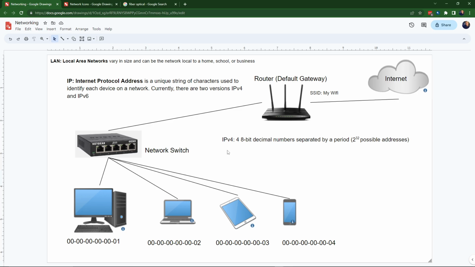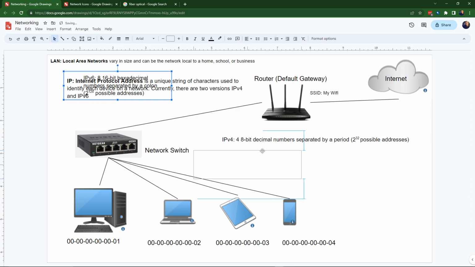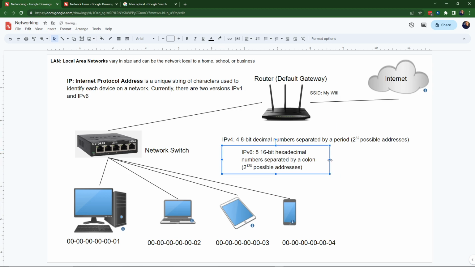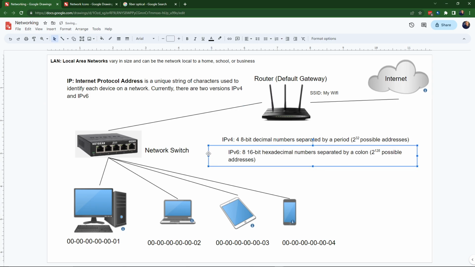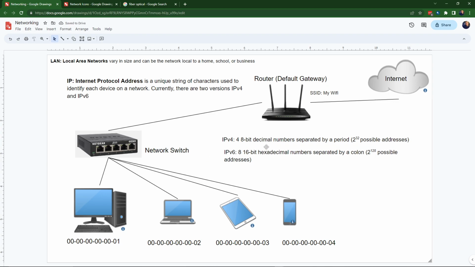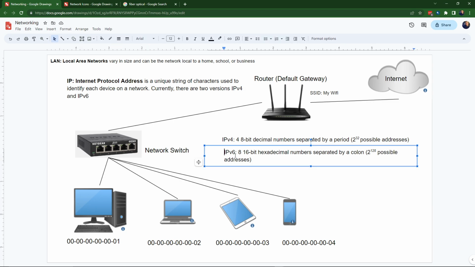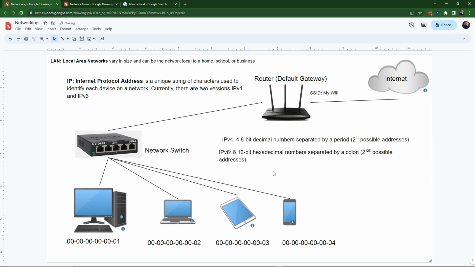So IP version 6 is a little bit different. Instead of using decimal numbers, it uses 8 16-bit hexadecimal numbers. And if you remember, bits are zeros and ones. And we have 16 of those. Okay, so we have 8 16-bit hexadecimal numbers separated by colons. And that gives us 2 to the 128th power possible addresses, which is very, very, very large. It's a massive number of possible addresses. And so basically we use these in conjunction now.